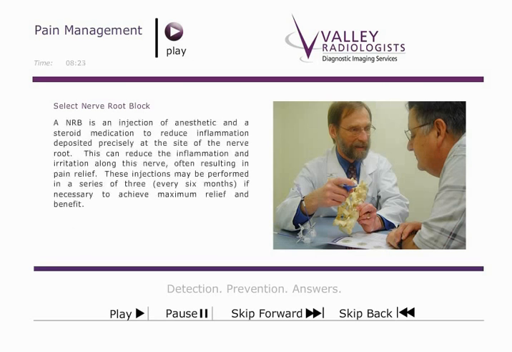An NRB is an injection of anesthetic and a steroid medication to reduce inflammation deposited precisely at the site of the nerve root. This can reduce the inflammation and irritation along this nerve, often resulting in pain relief. These injections may be performed in a series of 3 every 6 months if necessary to achieve maximum relief and benefit.